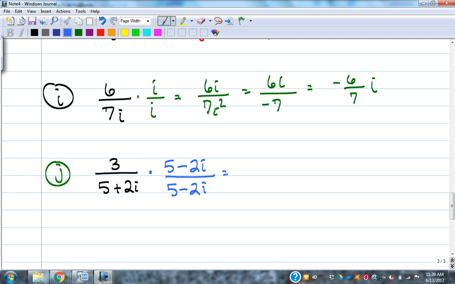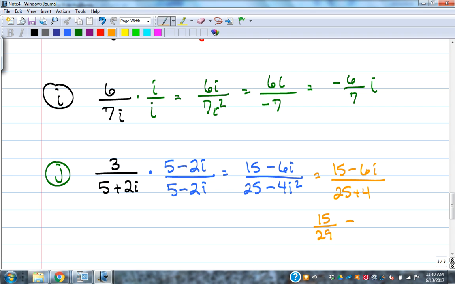So I'm going to do this by hand, but I really do expect you to do this with a calculator, honestly. So I'd say 3 times 5 is 15 minus 6i. And on the bottom, it'd be 25 minus 4i squared, which ends up being 15 minus 6i over 25 plus 4. So that's 15 over 29 minus 6 over 29i. That's doing it by hand.